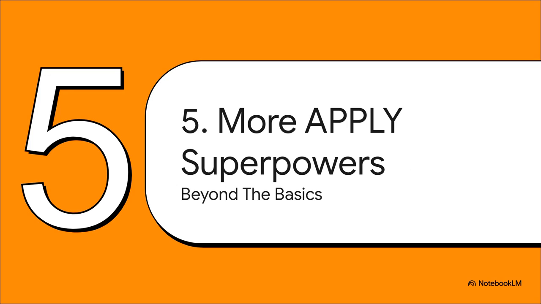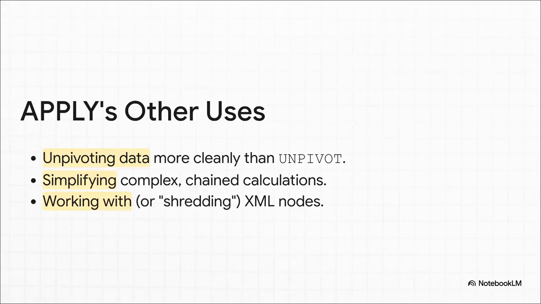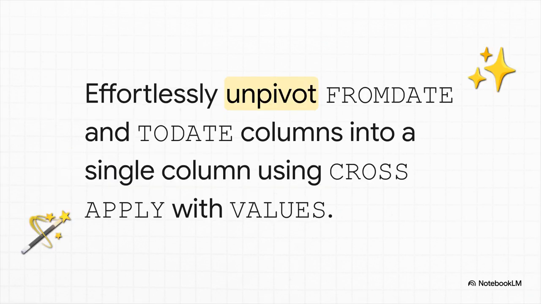Apply has a few other superpowers up its sleeve that can seriously clean up your queries. Apply is fantastic for other complex tasks. You can use it to unpivot data, and honestly, it's often a lot cleaner than the actual unpivot operator. It's a lifesaver for simplifying messy, chained calculations, because you can reuse a value immediately. And if you've ever had to shred XML data, apply is your new best friend. Let's just take that unpivot superpower for a quick spin. So imagine you have a from date column and a to date column. Instead of some complicated union all statement, you can just use cross apply with a values clause to instantly transform them into a single column of dates. How cool is that? It's just so elegant and easy to read.